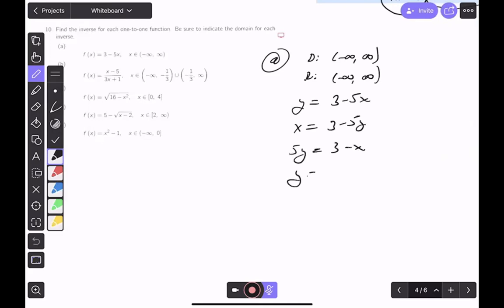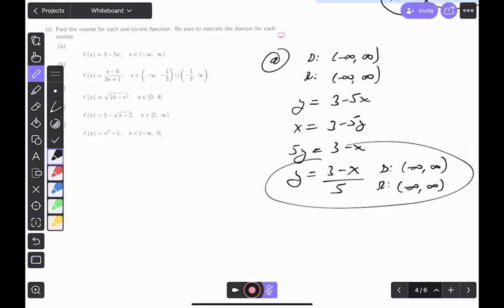Yeah, you need to know basic algebra. You get 3 minus x over 5. And the domain and the range, pretty simple. Just a rotation, right? And they're both the same. How could you get that wrong? Right? This is f inverse. I'm sorry, I should write f inverse down. And again, domain and range, minus infinity to infinity.